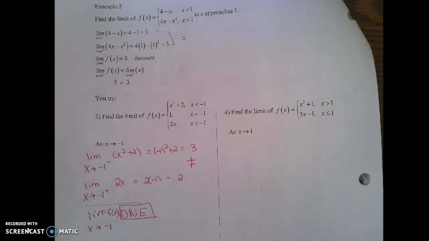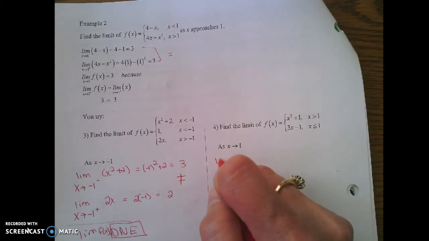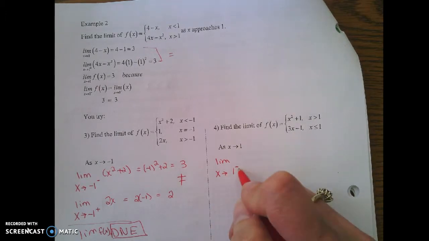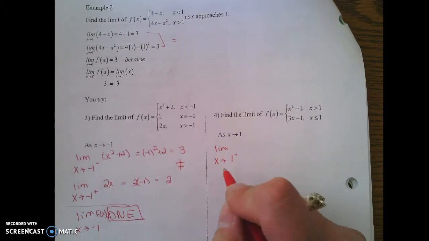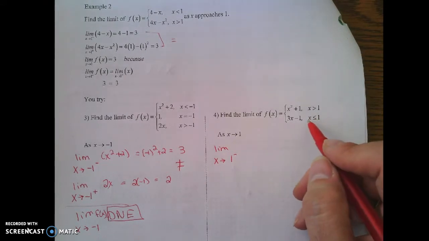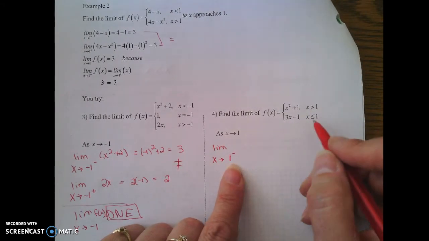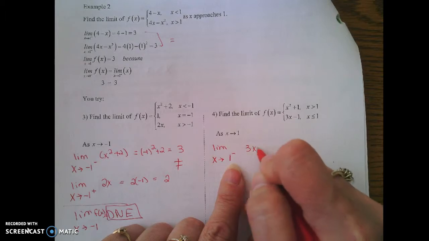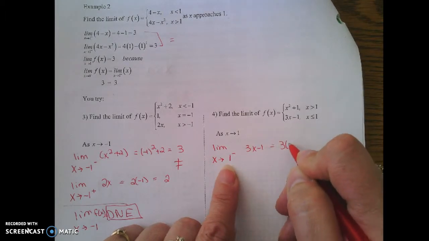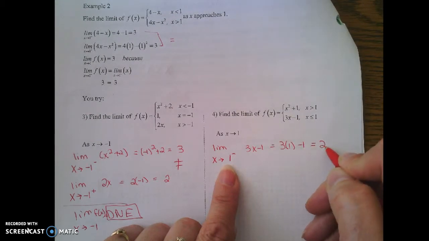All right, try it again. Same type of thing. We have a piecewise function. So we want to see what's happening to the limit as x approaches 1 from the left. It means x is less than 1. So x less than 1 is this function right here, 3x minus 1. So if we substitute in our value of 1, 3 times 1 is 3, 3 minus 1 is 2.